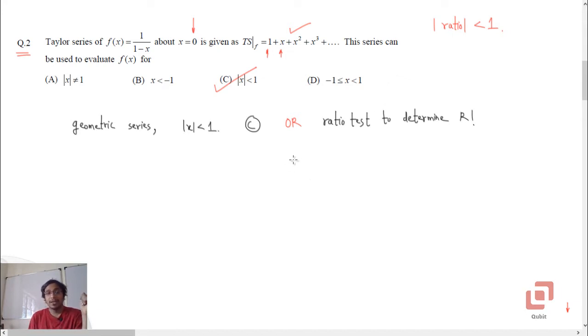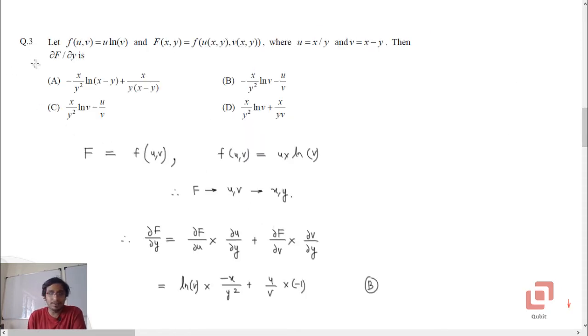Now I'm sure most of you will already know this, but if you have forgotten what you learned about the geometric series in your 11th and 12th standards, then you have to use the ratio test to determine the radius of convergence of this infinite series. I'm leaving that to you as homework. Question number 3 is based on the chain rule of partial differentiation.